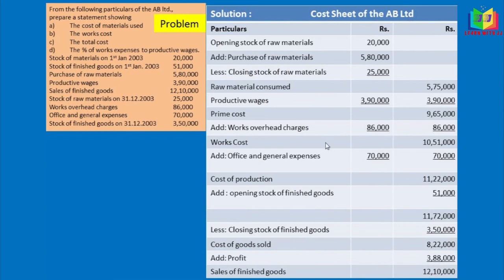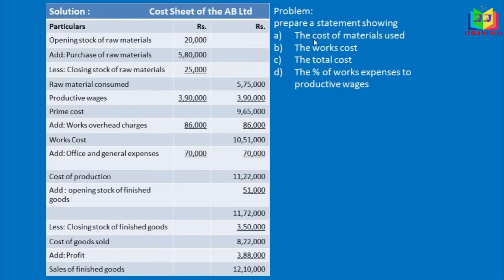I hope now you are clear with this cost sheet, and few questions were asked in this problem. Prepare a statement showing the cost of material used, the works cost, the total cost, the percentage of works expenses to productive wages. So we have to find all those things. First we'll calculate the cost of material used. The cost of material used is nothing but the raw material consumed. This is 5,75,000.